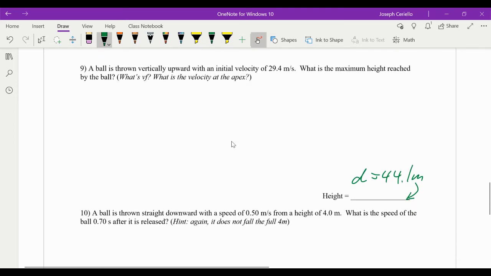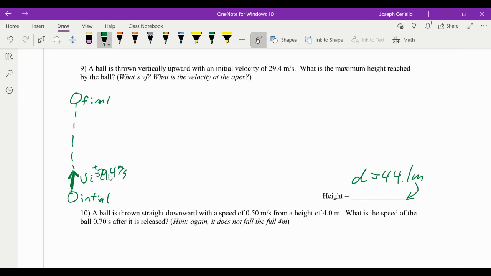So this one, number 9, says a ball is thrown vertically upward with an initial velocity of 29.4 meters per second. What is the maximum height reached by the ball? So here's my initial position. Ball is thrown upward. Here's my final position. All right. So if we look here, my initial velocity is 29.4 meters per second. Always make your initial velocity positive.